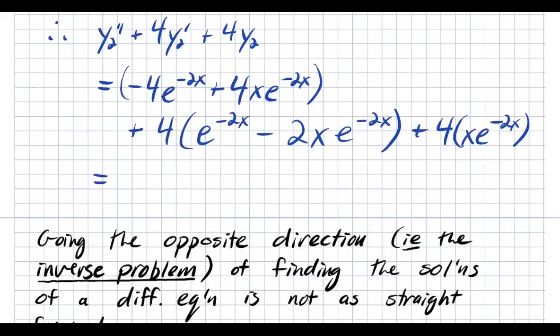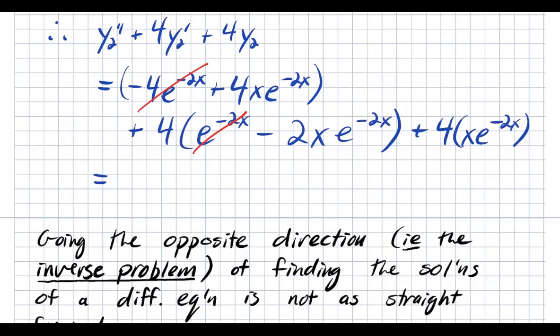So we simplify this. Let's see. This is quite a mess. Let's see if I can make any sense of this. I'm looking at the e^(-2x) terms, and I see there's negative 4 there. There's another plus 4, so those guys will cancel. And I think that's it. Let me just mark that up in red. So this guy here is going to cancel this guy here, once I multiply that 4 in, those will cancel out.